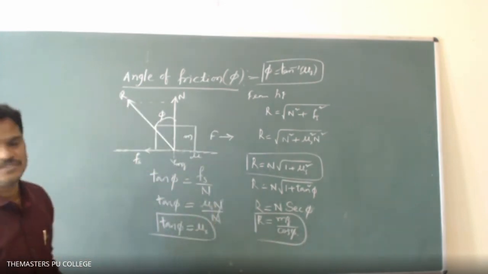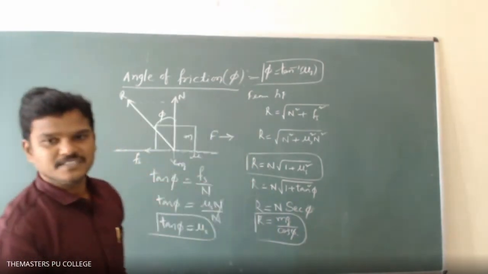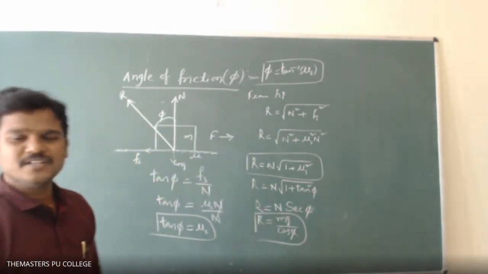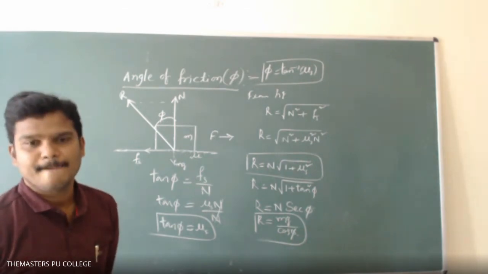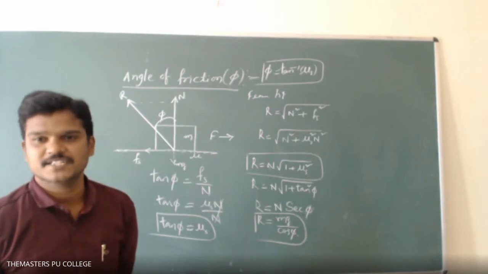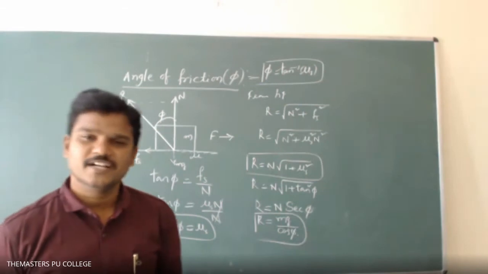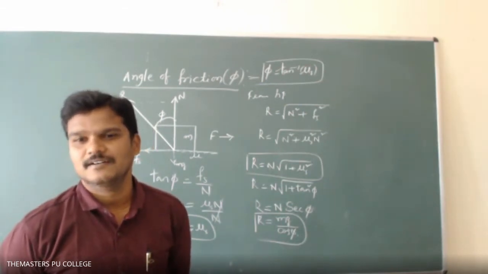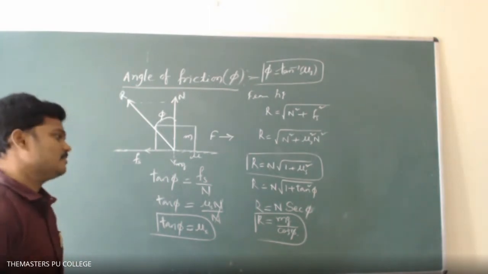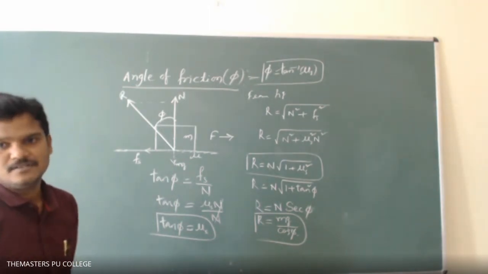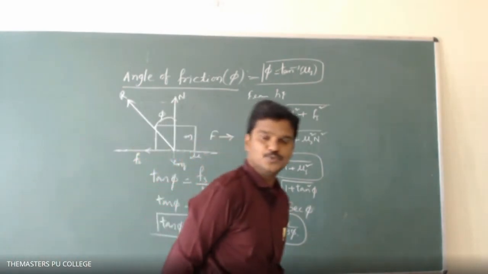So what is the resultant force in other form? mg by cos phi. If mass is given as 1 kg and phi is given as 30 degrees, is it possible to find the resultant force or not? Suppose mass is 1 kg and angle of friction is 30 degrees, then what is the resultant force? R is equal to 1 into g by cos 30, 2g by root 3. Because cos 30 is root 3 by 2, 2g by root 3.